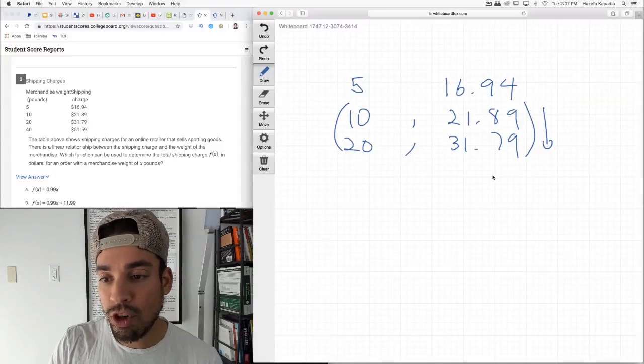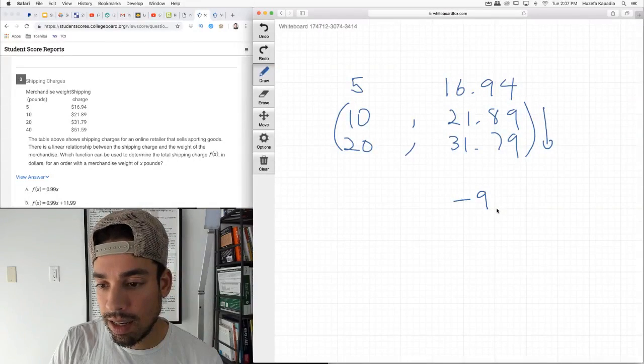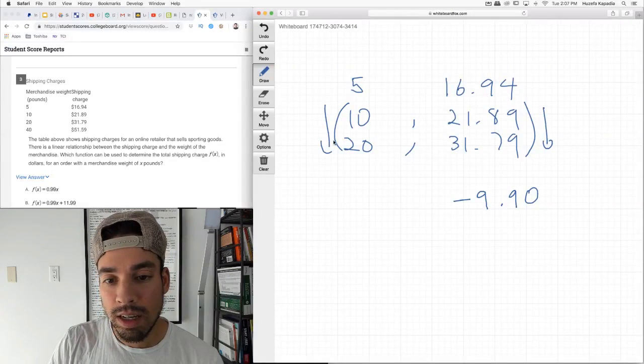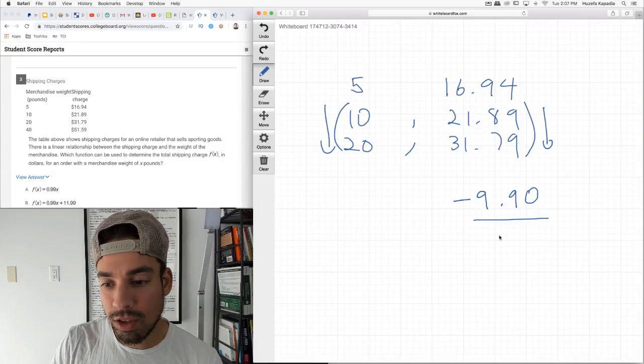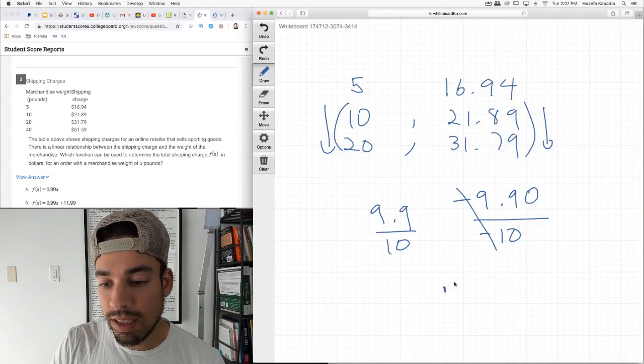So if we subtract down, we get negative $9.90, okay? And then we subtract down here, and we get 10 minus 20, which is negative 10. So those guys cancel out, and I have a slope of 9.9 over 10. 9.9 divided by 10 is just 0.99. So there's my slope, okay?